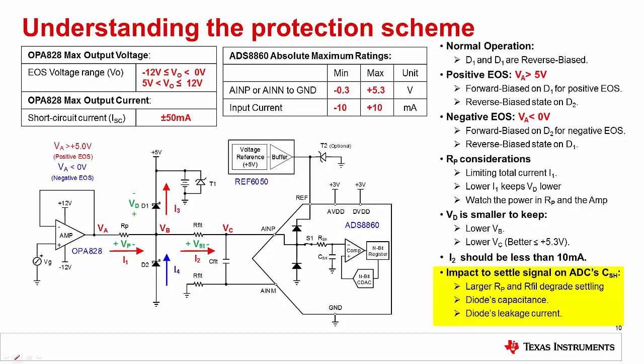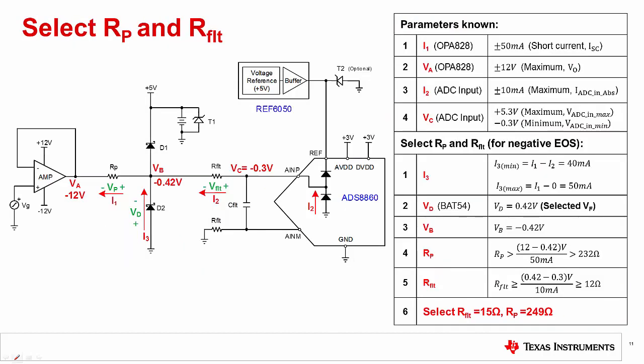Finally, the leakage current associated with the diodes can introduce an offset error. Now, let's take a look at the math behind selecting component values. In this slide, we will cover the math behind the component selection for this circuit.